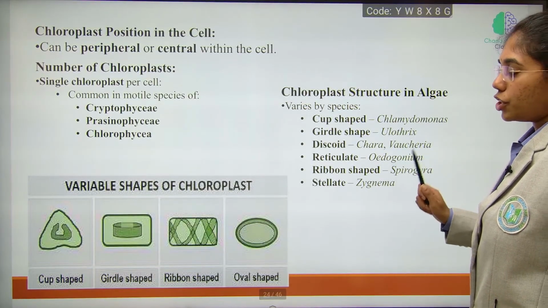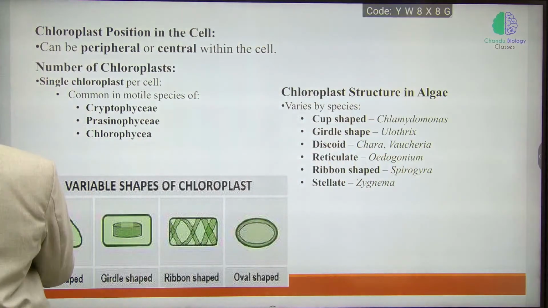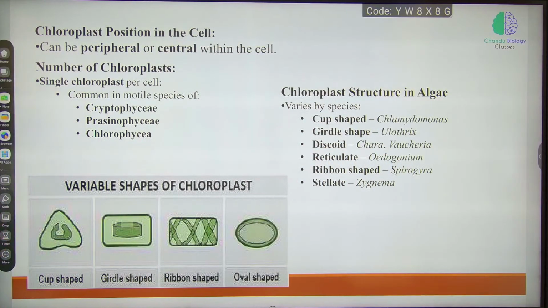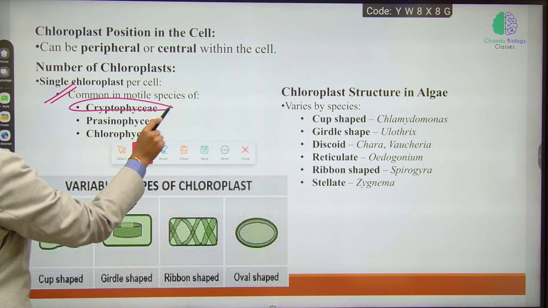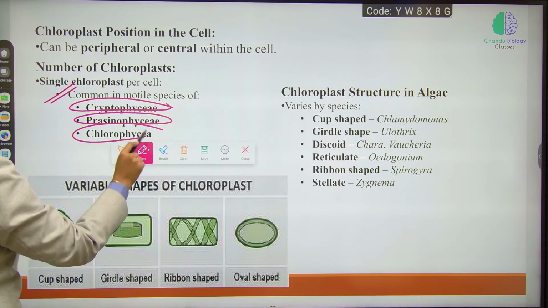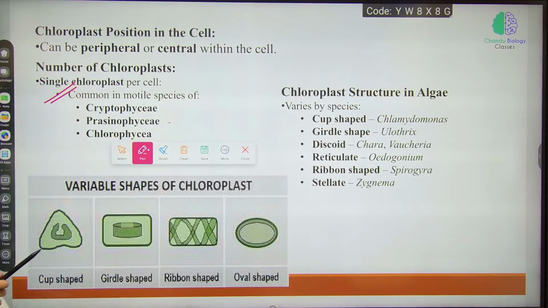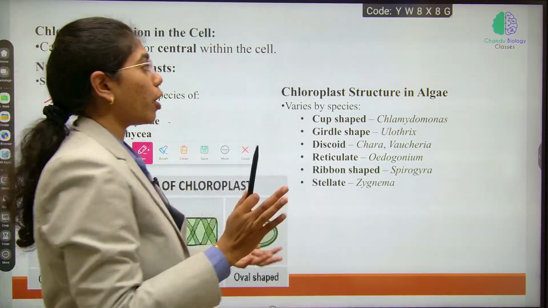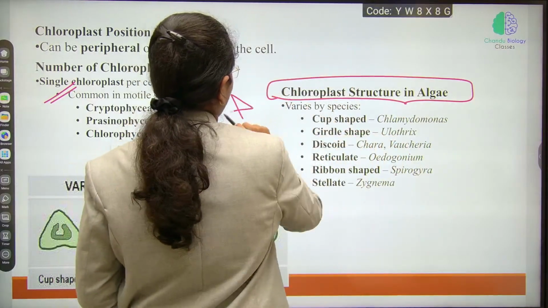Chloroplast position and shape. Chloroplasts can be peripheral or central within the cell. The number of chloroplasts also varies, like one per cell. One per cell you can see mostly in Cryptophyceae, Prasinophyceae and Chlorophyceae. In these species you can see one chloroplast per cell. These are motile species. And the shape of the chloroplast is very important.